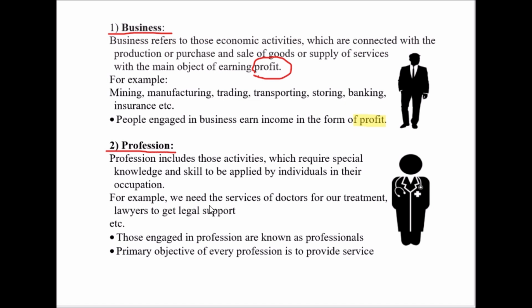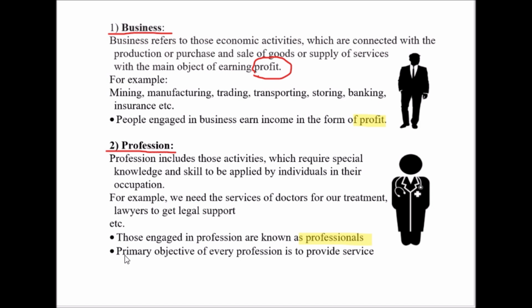For example, when we avail the services of a doctor, we don't say that the doctor is doing business. We say that the doctor is pursuing his profession. Similarly, if a lawyer is giving you some legal support, we say that his profession is that he is a lawyer. We can't say that this is his business. So the examples of profession are doctor, lawyer, and even chartered accountants come under the category of profession. And the people who are engaged in these professions are called professionals. So if some doctor or lawyer is there, we'll say he is a professional.